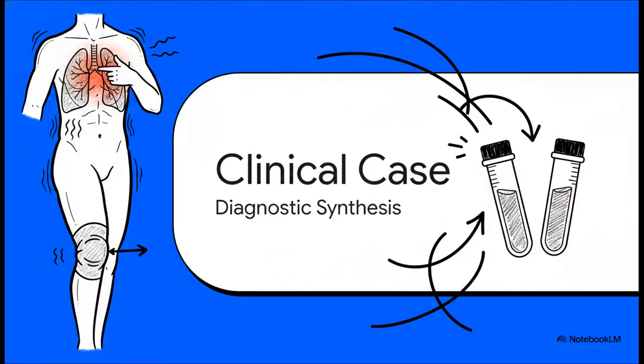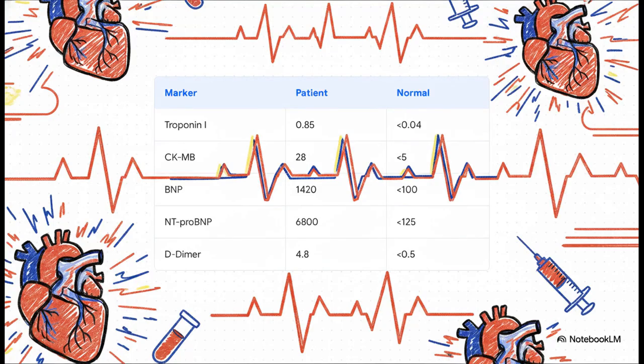Let's put it all together in Section 6, Clinical Case Diagnosis. Picture this. You're presented with a 68-year-old male who arrives at the emergency room with acute dyspnea, severe shortness of breath, chest pain, crackles in his lungs, and a visibly swollen left calf. We quickly draw his blood, run the full cardiac panel, and the results are honestly shocking.